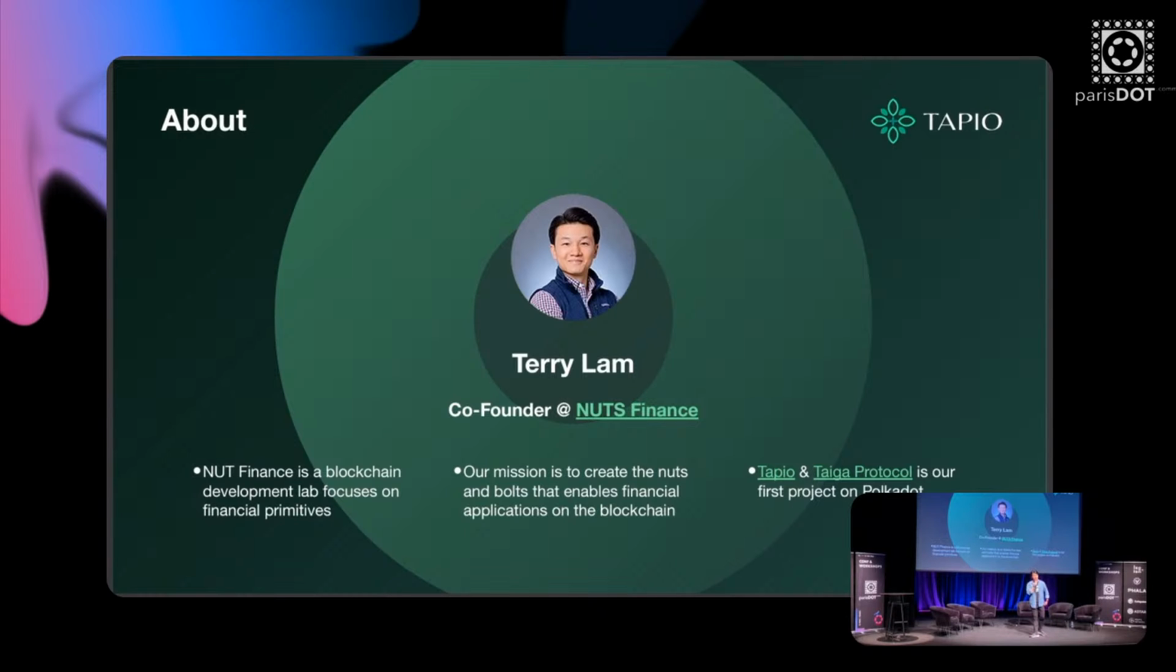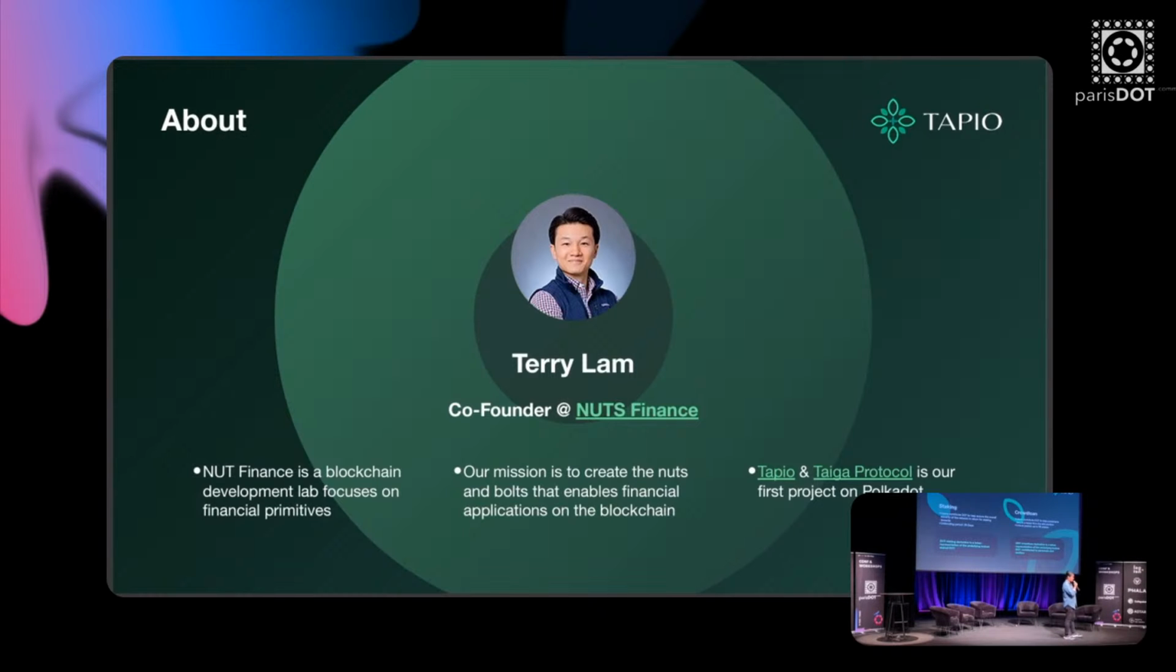So very quickly about Nuts Finance. Why is it called Nuts? Because as I mentioned, our bread and butter is building different types of financial primitives on the blockchain. Back in 2018, we knew that this was going to be a multi-project and multi-step approach. So we wanted to build the different nuts and bolts to enable an open financial ecosystem. Hence the name.